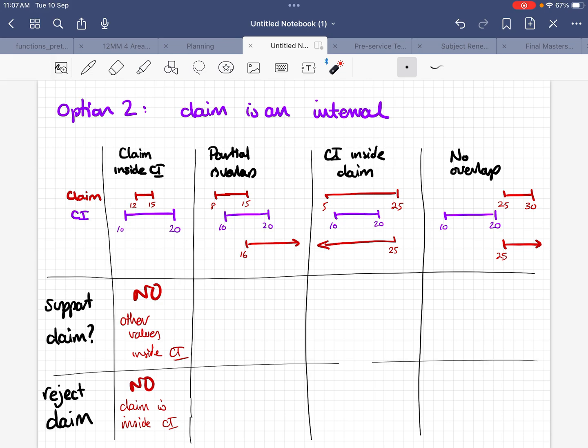Answer the question. Can we support the claim? Yes or no? It is literally a yes or no answer, and it will always be a yes or no answer in the questions you get asked. So you always say yes or no. And then talk about why we can or can't support or reject that claim.